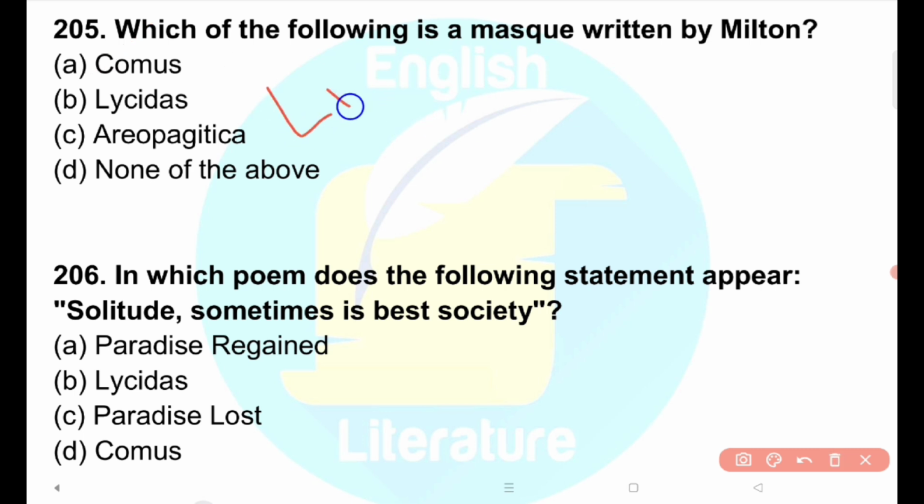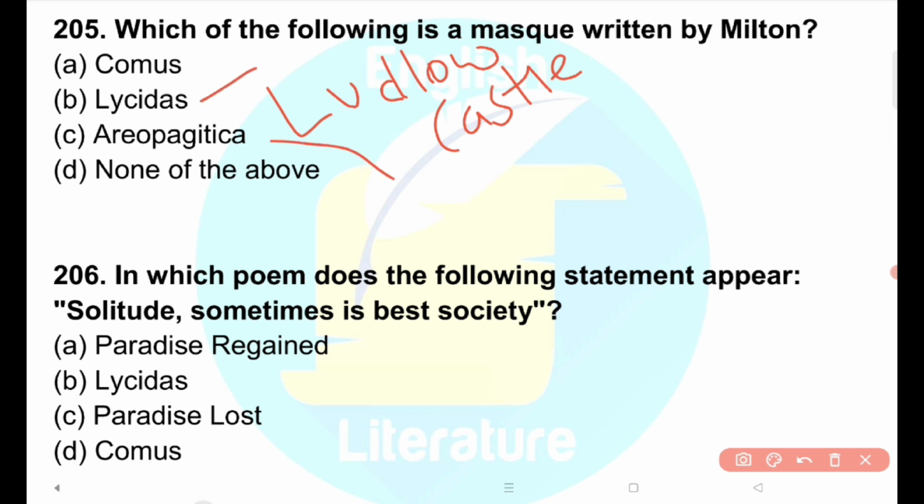Ludlow Castle. It promotes Puritan ideals of chastity and virtue against temptation. Other choices: Lycidas, an elegy; Areopagitica, a prose treatise on free speech.